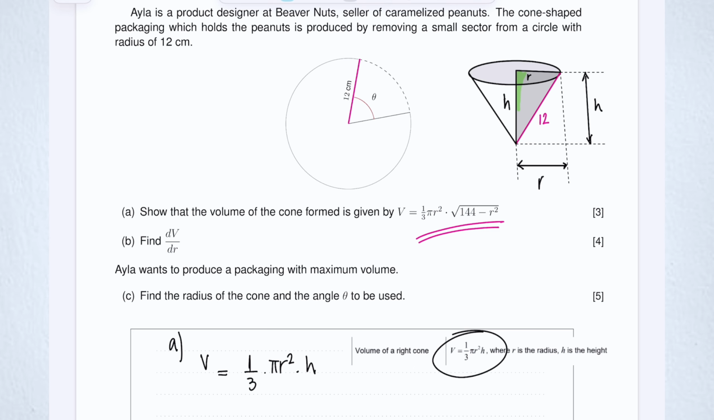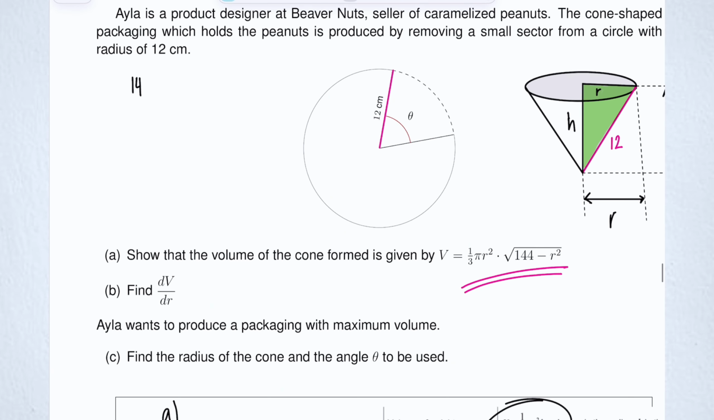So consider this right triangle. We have 144, the hypotenuse squared, equal to r squared plus h squared. Therefore, h squared is 144 minus r squared. h is positive and negative, but it doesn't make sense to have a negative value. It is positive, the square root of 144 minus r squared.